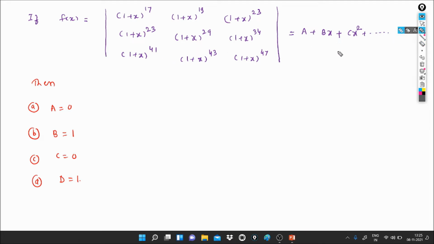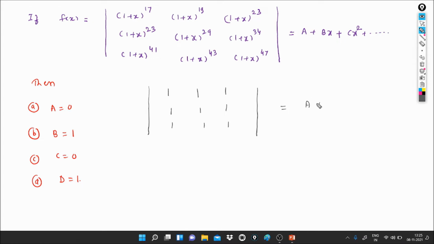This equation is given, f of x is equal to this, this is a function. So let us put x is equal to 0 on both sides. If we put x is equal to 0 on the left hand side in each element, then 1 plus 0 means 1, and 1 raised to 17 is 1. Again put x is equal to 0, 1 raised to 19 means 1. 1 plus 0 means 1, raised to 23 means 1. Similarly, for the second and third rows, it will be 1, 1, 1, 1, is equal to.